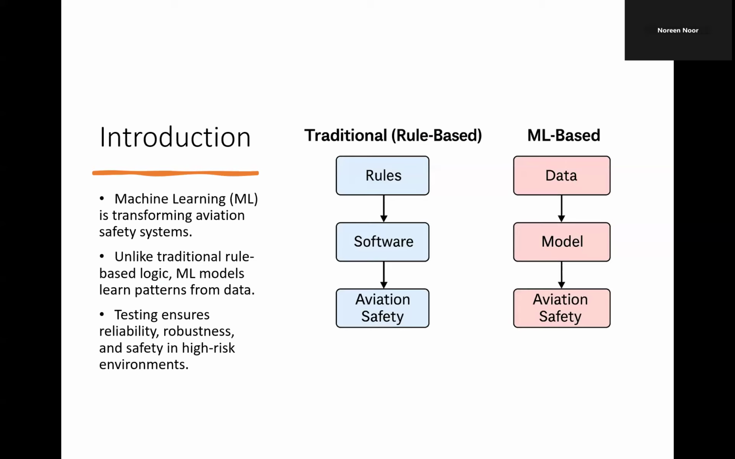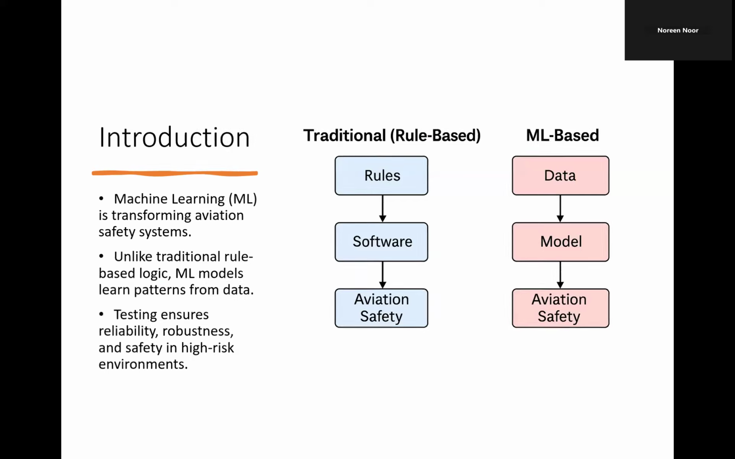This shift is actually powerful because machine learning can detect patterns that humans or traditional systems might miss, like small sensor changes before a failure. But it also brings new risk. Since these models learn from data, they can behave unpredictably in new situations. That's why testing and validation are so important in this field, to make sure these models stay reliable, robust, and safe in high risk aviation environments. So this is what is included in an introduction.